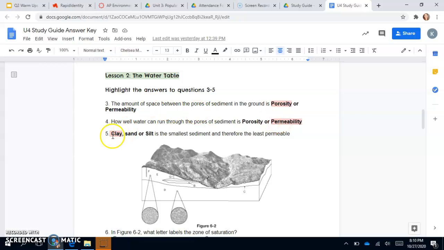So here we have question five says clay, sand, or silt is the smallest sediment and therefore the least permeable. The answer there is going to be clay. So clay is the smallest, which means it is the lowest porosity and also the lowest permeability. So a lot of times landfills and also like if you were going to do a koi pond in your backyard, you would want to line it in clay because the water is not able to seep through clay.